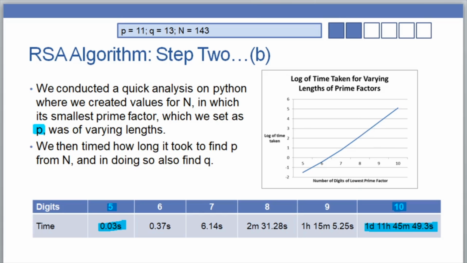Of course, this time can change on different computers in different settings. However, this is only an illustration of how the time increases exponentially as the number of digits of the lowest prime factor increases.